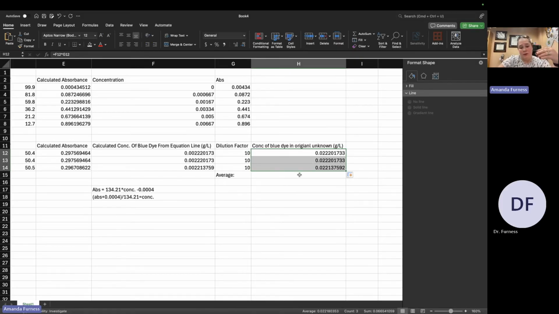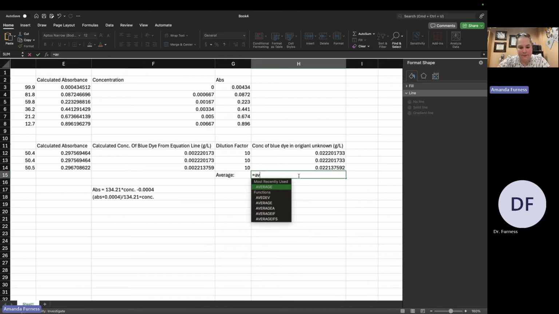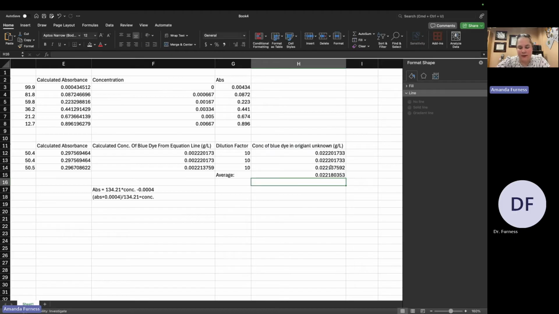I did 3 separate trials, so then we want to take an average. So then we can go to this cell here and say is equal to the average of our 3 trials. And so then this would be the average that we have.